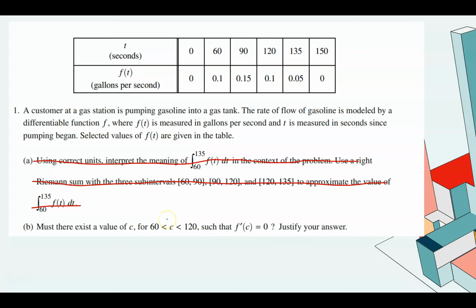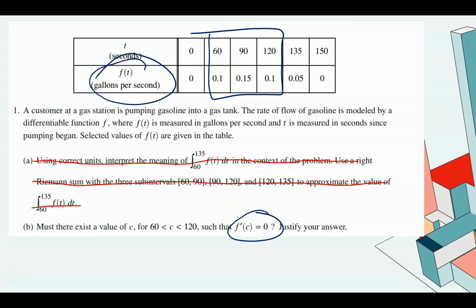Part B here, this is actually mean value theorem. Notice it doesn't say that, but you kind of have to figure it out. Must there exist a value of c somewhere on 60 to 120 such that f prime of c is equal to 0. Justify your answer. So what you're supposed to figure out is, okay, I'm given f of t and I'm asked about f prime of t. What relates average rate of change to instantaneous rate of change? Mean value theorem.